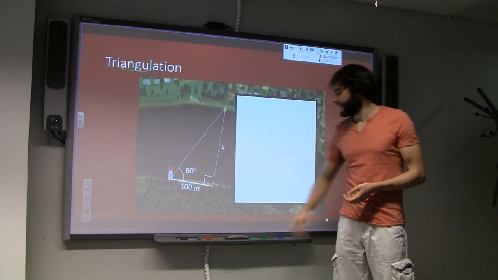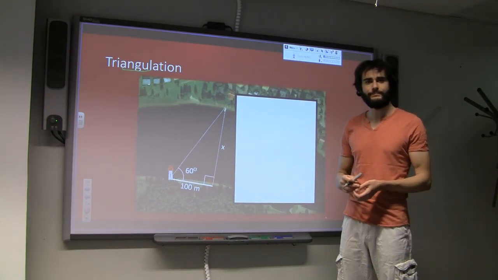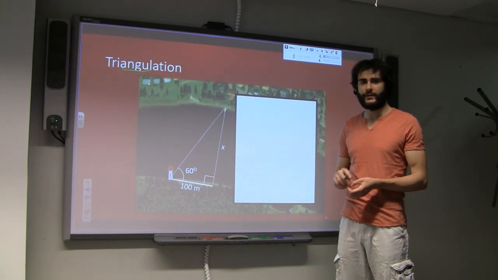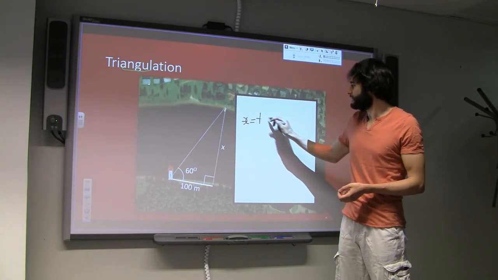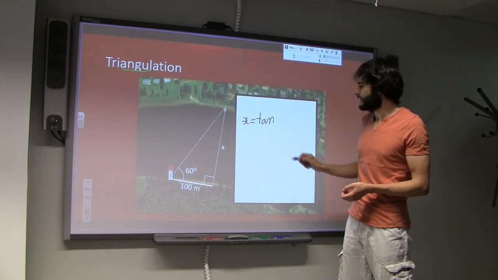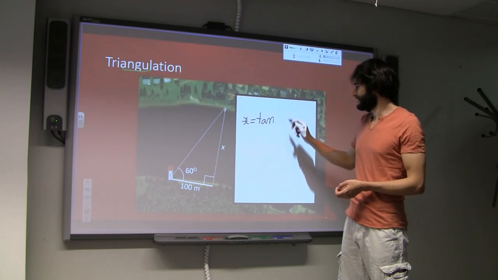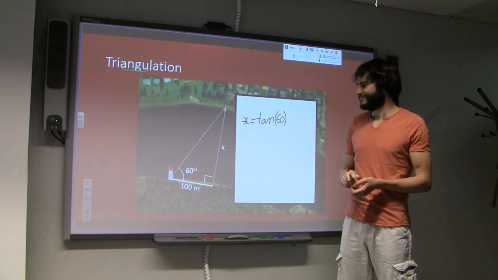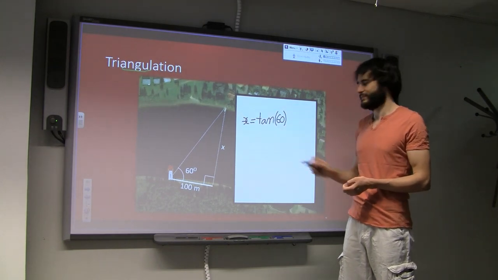So how would we find this x value here in this example? Tangent. So a mathematical function, trigonometric function. Tangent of 60 degrees. Tangent of 60 is x over 100, so it's tangent of 60 times 100. x is tangent of 60 times 100.